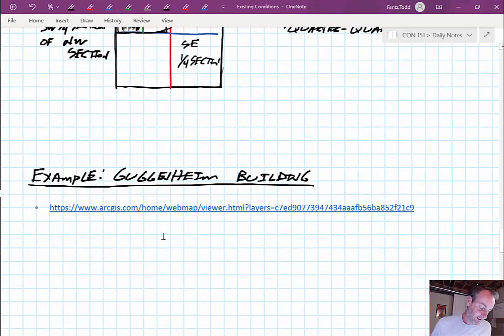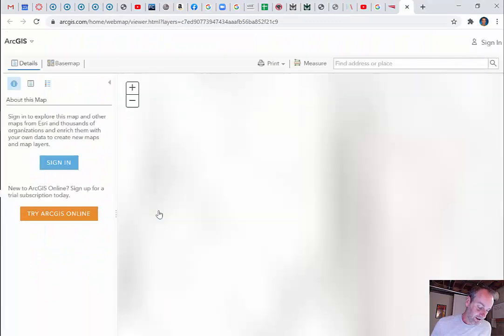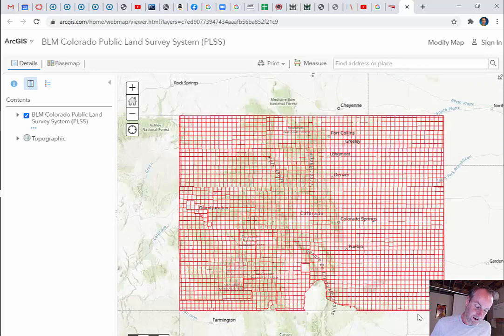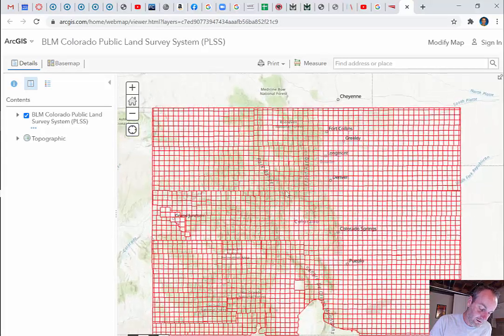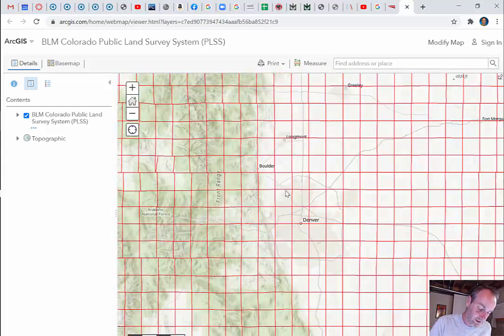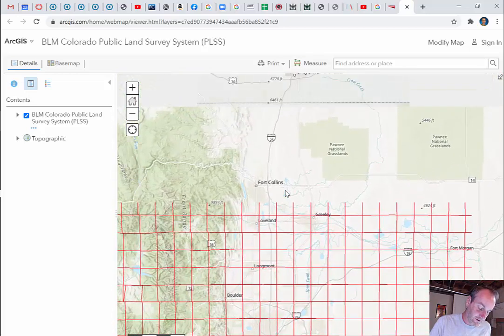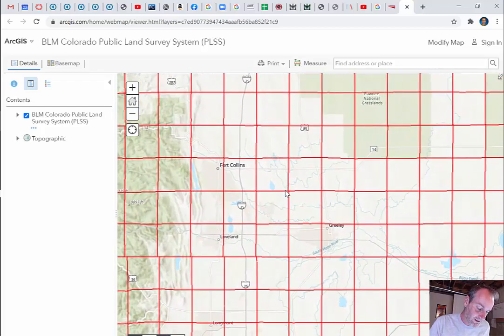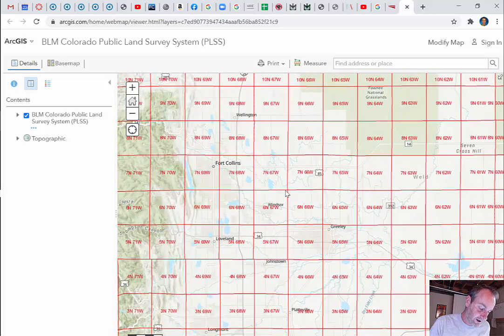So I have a link here, and if I were to click on this link, this is an ArcGIS of Colorado. Hopefully it's loading. There it is. So this is Colorado, and you can see this grid system. What we're most concerned with is Fort Collins. So as I zoom in, make sure I don't zoom in too far, it's all interactive. And what I'm really looking at is the lines of latitude and meridian.